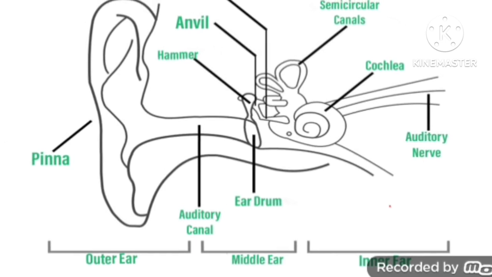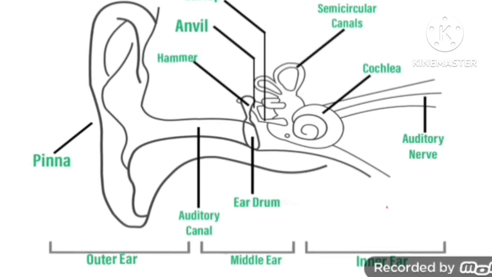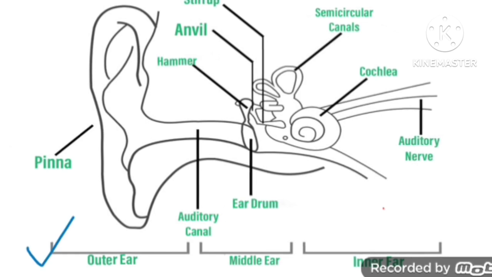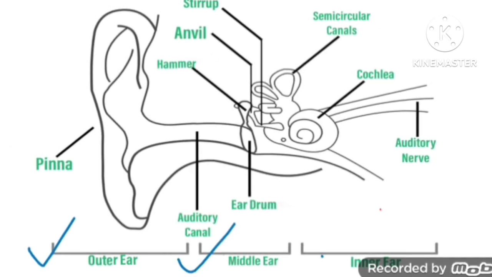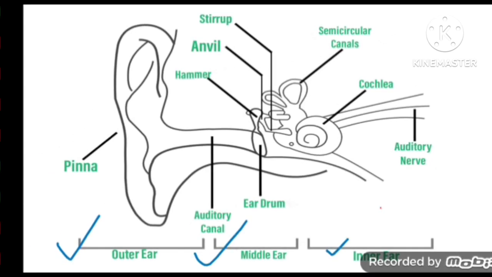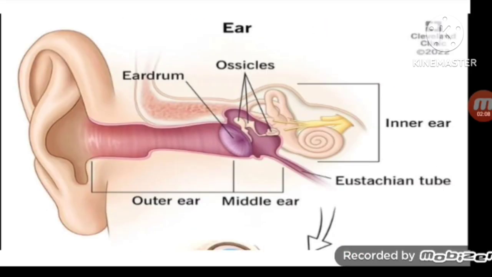Our ear has basically three parts. Our ear is divided into three parts: the outer ear, middle ear, and inner ear. Now let's look at how the different parts of the ear work together to produce a sound. The outer ear starts with the pinna. This structure is known as the pinna.